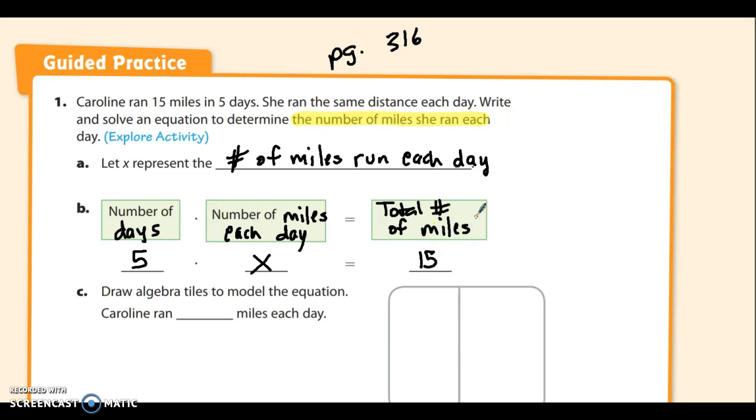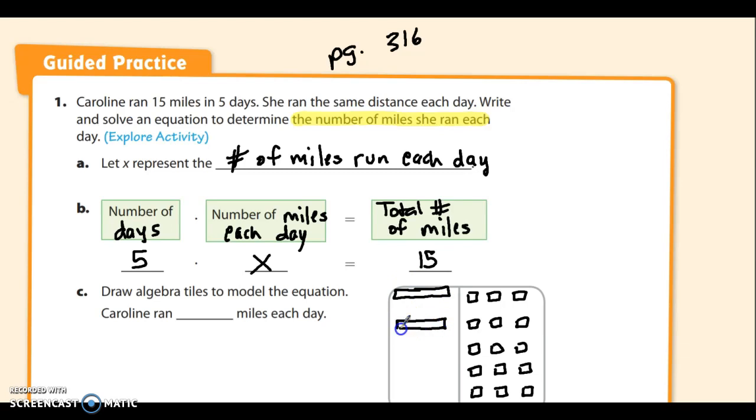C says draw algebra tiles to model the equation. Caroline ran blank miles each day. And so the way this would look would be, well, she ran a total of 15 miles. So we're going to put 1, 2, 3, 4, 5, 6, 7, 8, 9, 10, 11, 12, 13, 14, 15. And the unknown, there's 1, 2, 3, 4, 5.